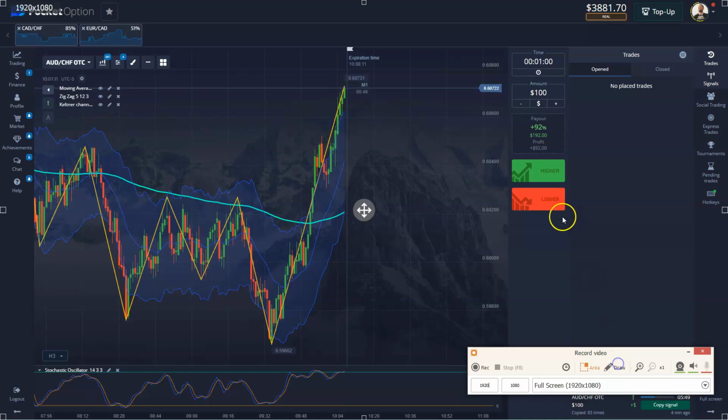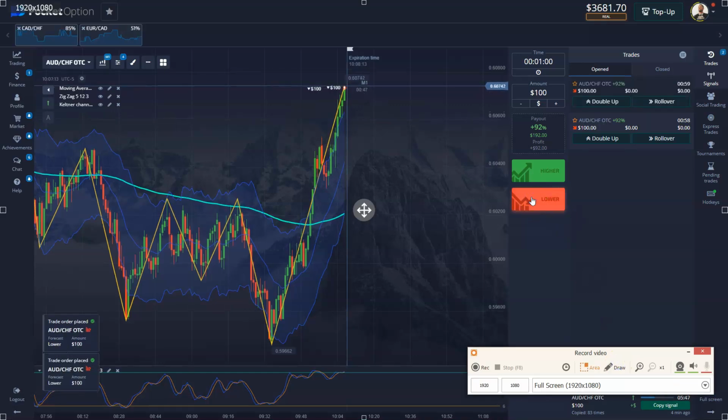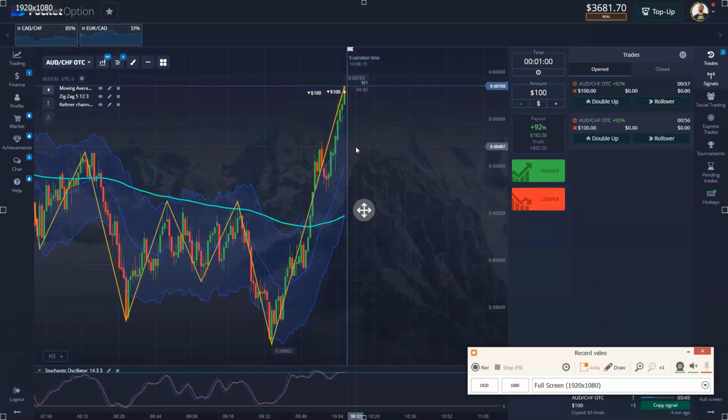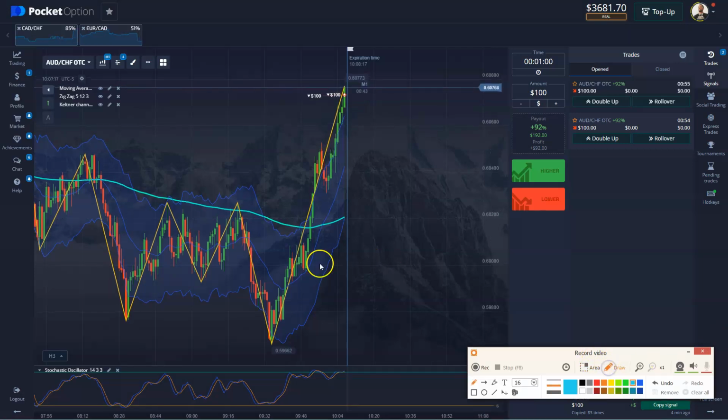So let me click off this drawing tool. 1, 2, 3. Or 2, I guess. So the reason why I'm selling on this one, stochastic is high. It ain't going to be a long-term sell, though, because, again, we're on the uptrend. So I'm counter trend trading. I always want to sell when the candle is at its highest. You know what I'm saying?